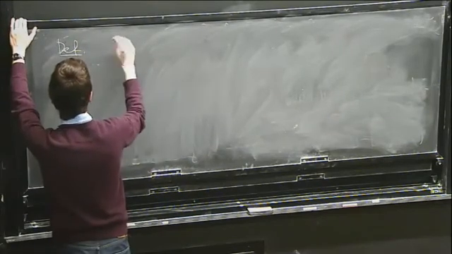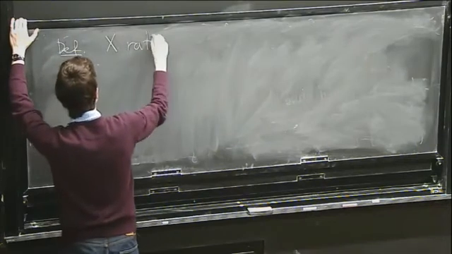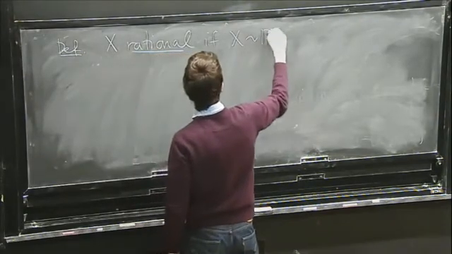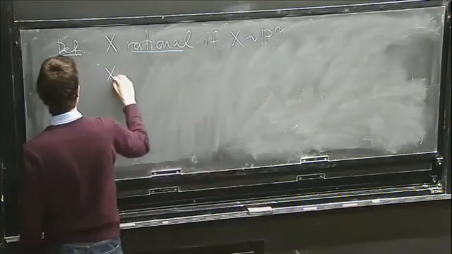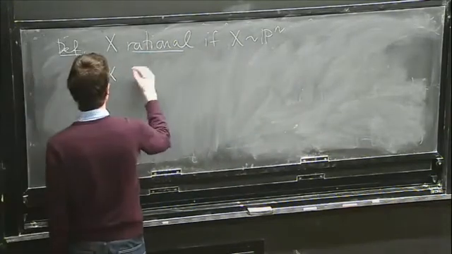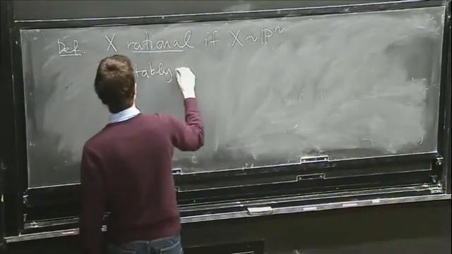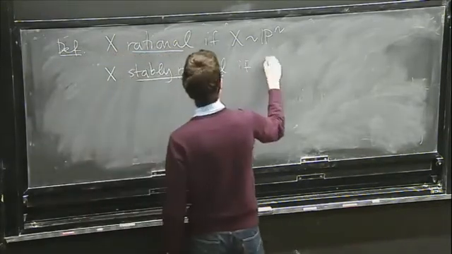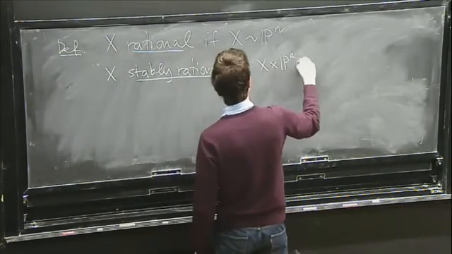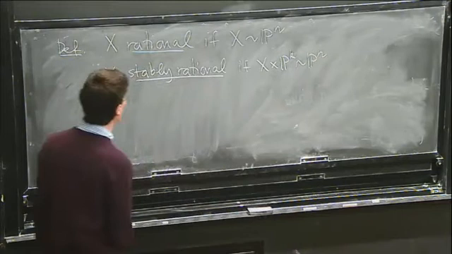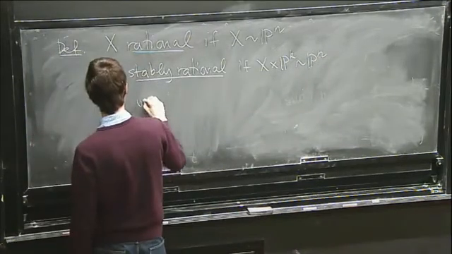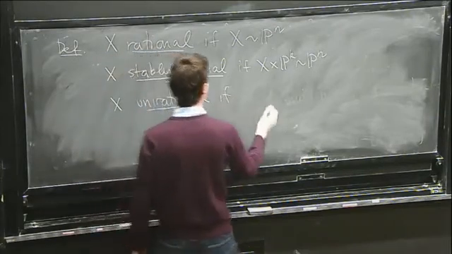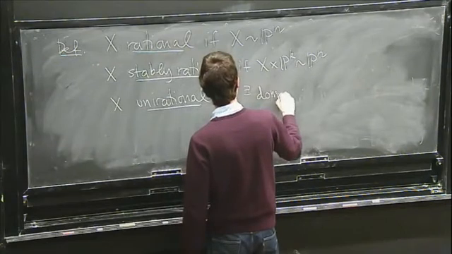So the first one is X is called rational if it's birational to some Pn. Then there's various weakenings of it. So we already saw stably birational. So we can say it's stably rational if it's stably birational to Pn. So this means that X times some Pk is birational to Pn. And then there's an even weaker notion called unirational. So it's unirational if it's dominated by something rational.